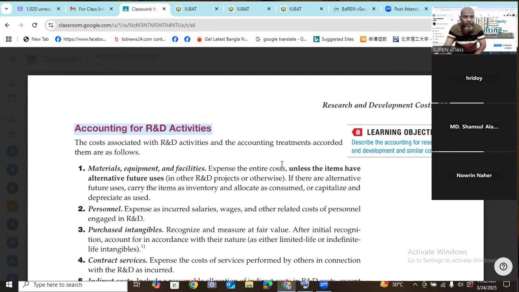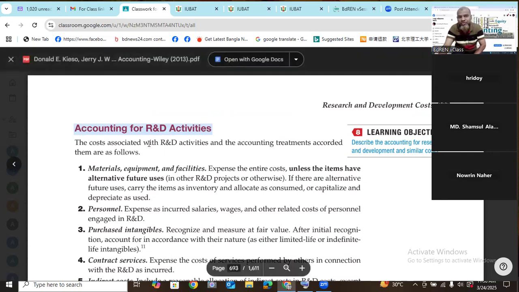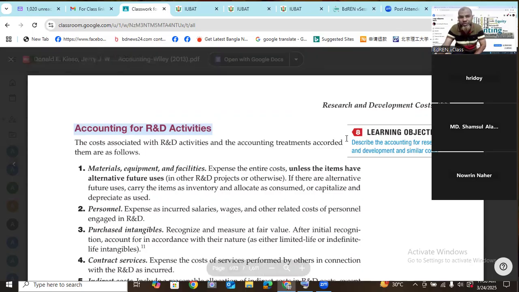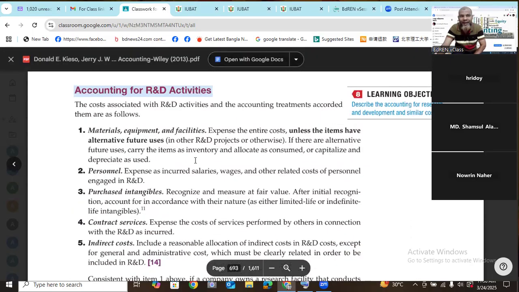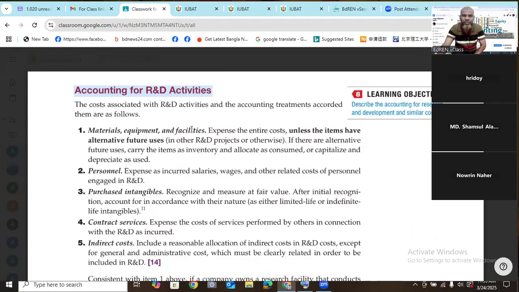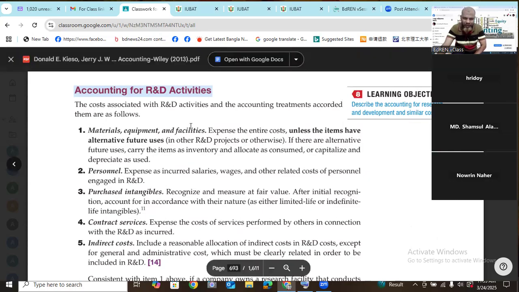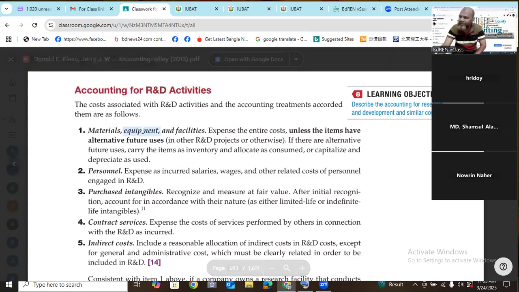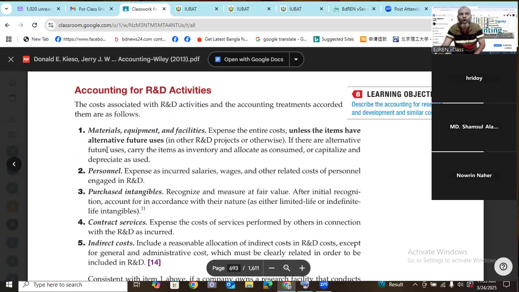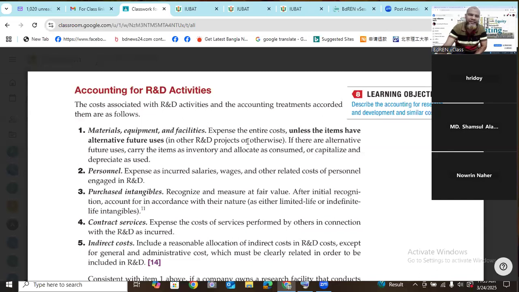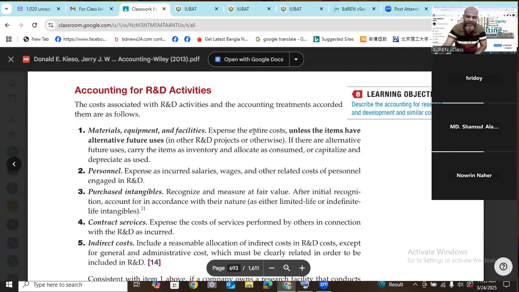The costs associated with research and development activities are recorded as follows. First of all, material, equipment, and facilities. For research and development activities, we need to purchase various equipment, various material, and facilities. Expense the entire cost unless the item has alternative future uses. So you have to expense the entire cost for material, equipment, and facilities.